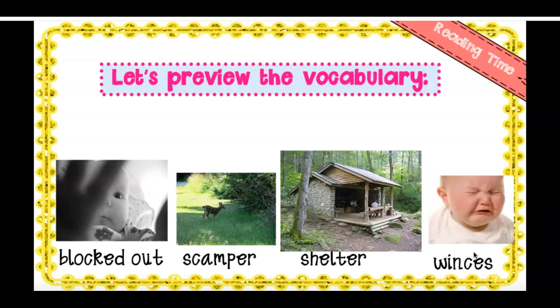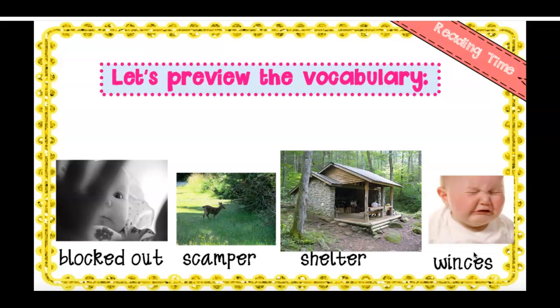Let's move on to our vocabulary. The first picture you see, that little baby's face is blocked out. It can't be seen. Something's in front of it, so it cannot be seen. If something's blocked out, something is in front of it and it cannot be seen. For example, you cannot see this little baby's entire face. It's blocked out.